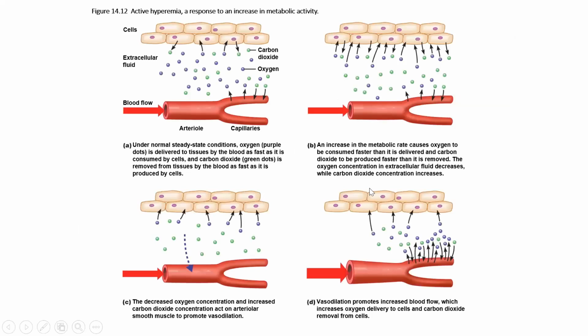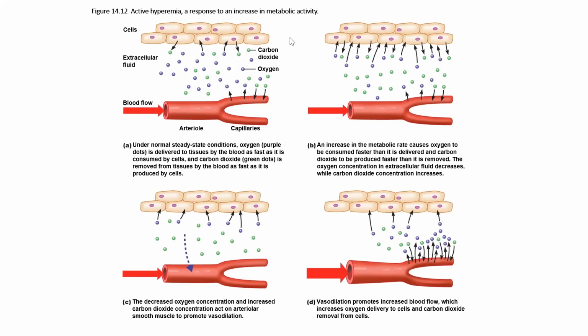Here's a schematic actually showing this as well. So in our nice steady state, basically we have a match in terms of oxygen production and consumption and carbon dioxide production and consumption. So oxygen is being produced and brought to the tissues just as fast as it is being used. And same for carbon dioxide. Carbon dioxide is being produced just as fast as it is being cleared away from the system, okay? That's steady state, that's where we like to be.